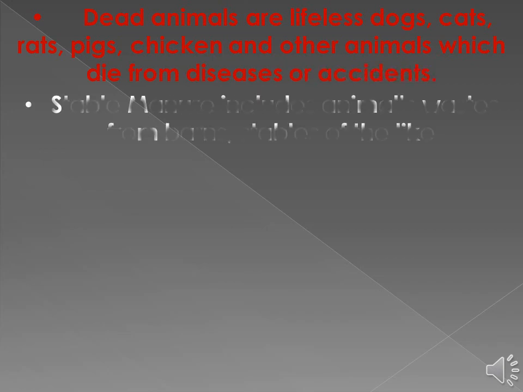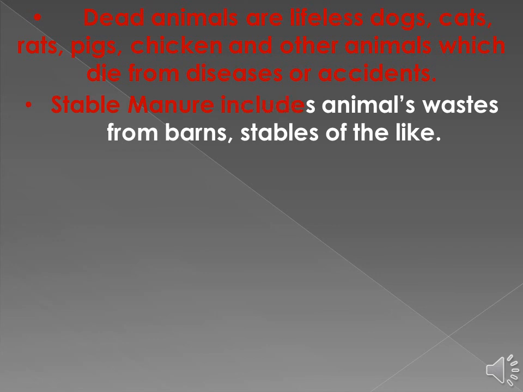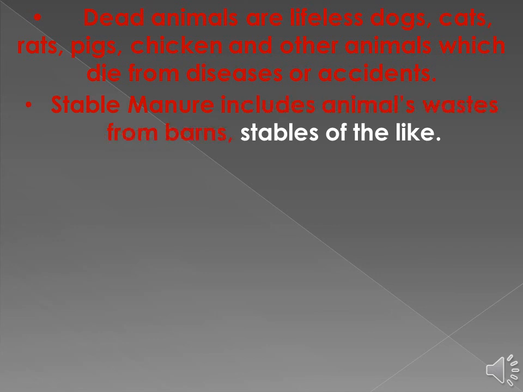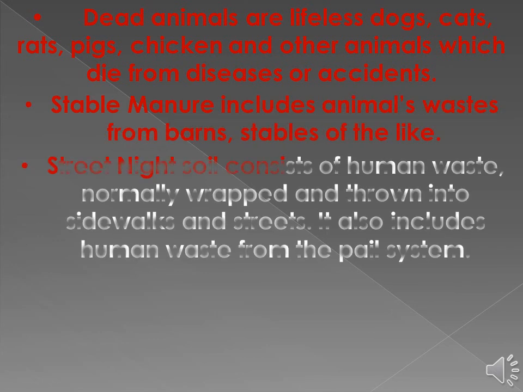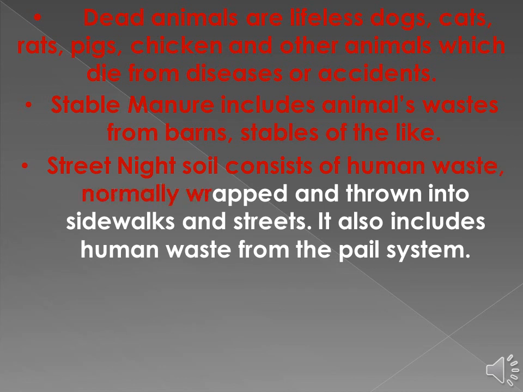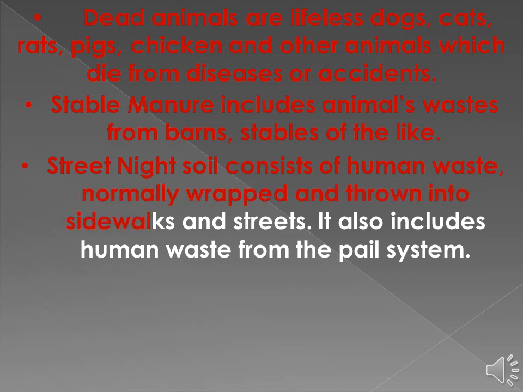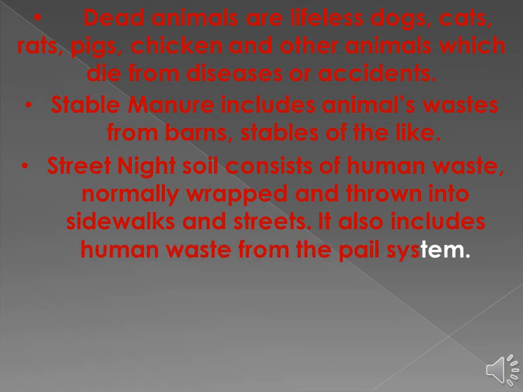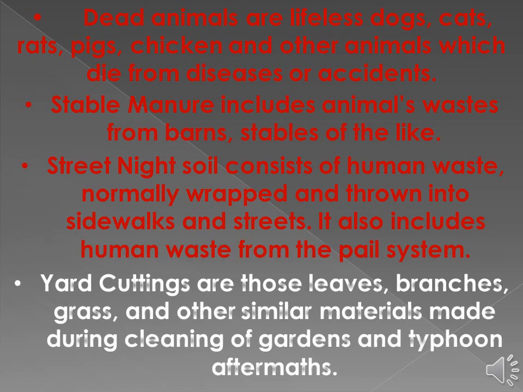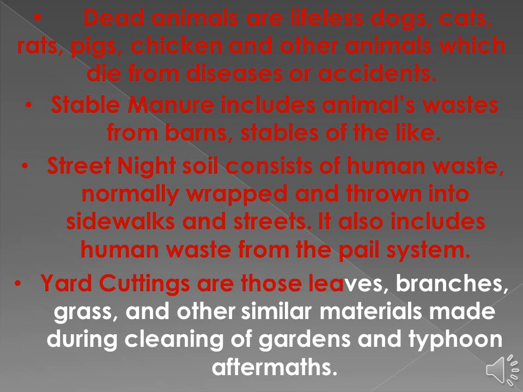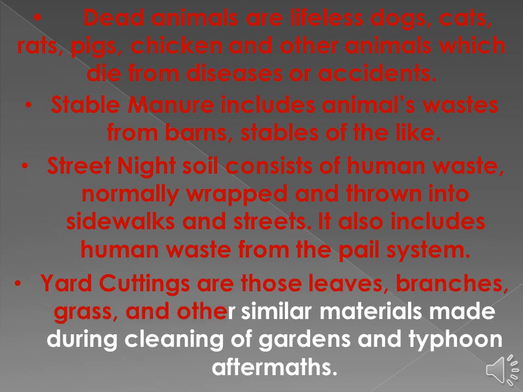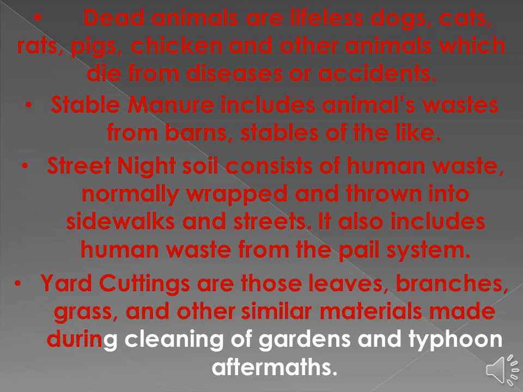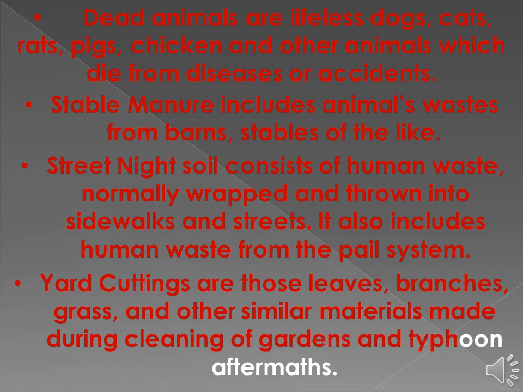Now, stable manure includes the animals' wastes from barns, stables, and the like. Street night soil consists of human waste, normally wrapped and thrown into sidewalks and streets. It also includes human waste from the pail system. Yard cuttings are those leaves, branches, grass, and other similar materials made during cleaning of gardens and typhoon aftermaths.